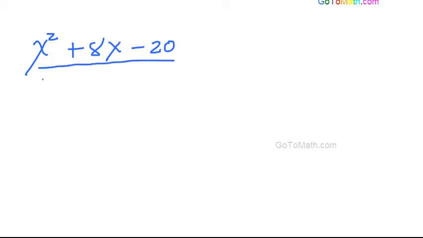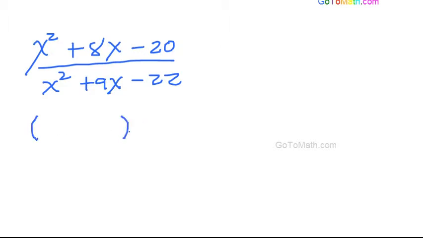What are we doing here? Let's go here. So x squared plus 8x minus 20, and that's all over x squared plus 9x minus 22. Alright, so let's factor the numerator.